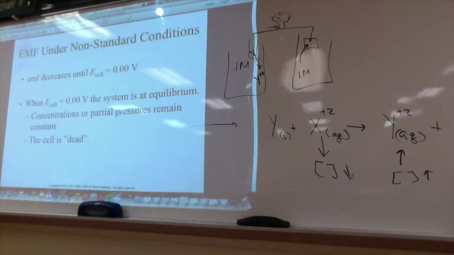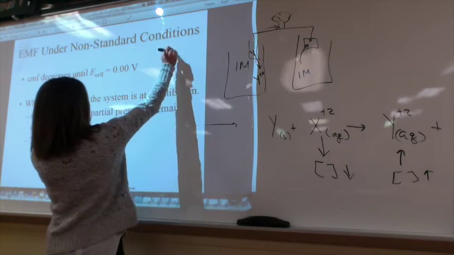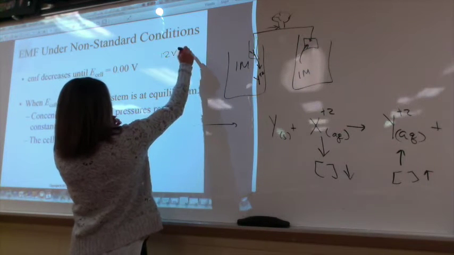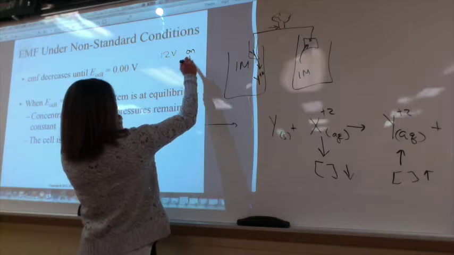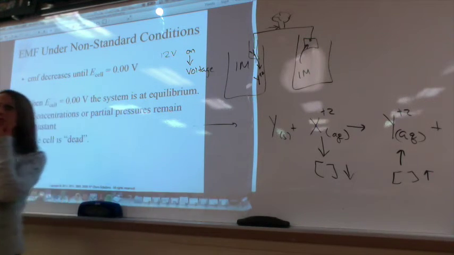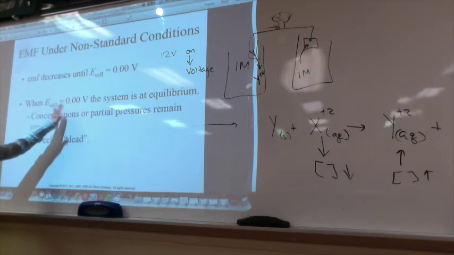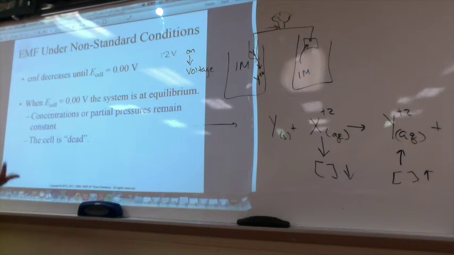So for non-standard conditions, our voltage for our battery might be a 12-volt battery. As soon as you turn that switch on, it immediately begins to decrease in its voltage. So voltage goes down, goes down, goes down until voltage reaches 0, and then the battery is dead, right? So when the battery dies, the system's at equilibrium.